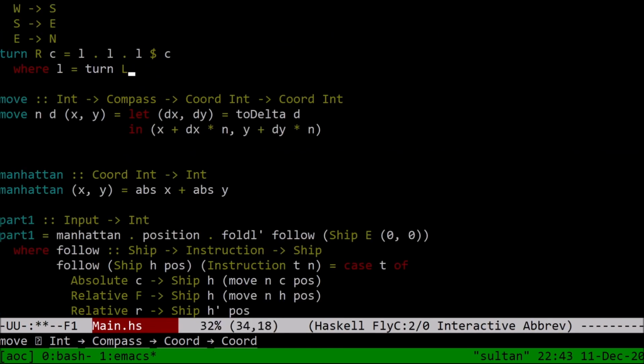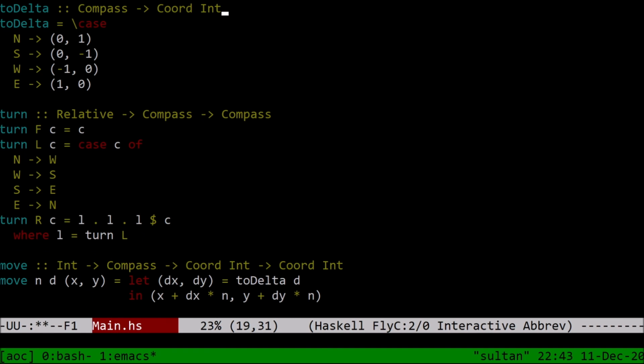Oh, but the problem is that I said I wanted the waypoint represented as like north 10, east 5, instead of as like 10, 5. Or 5, 10, I guess. I see. And now it's sort of awkward to apply movements to the waypoint. Turning is easier, but movements are harder.